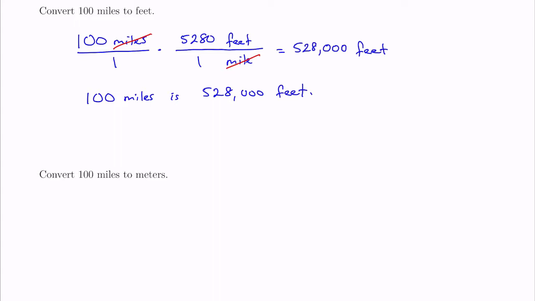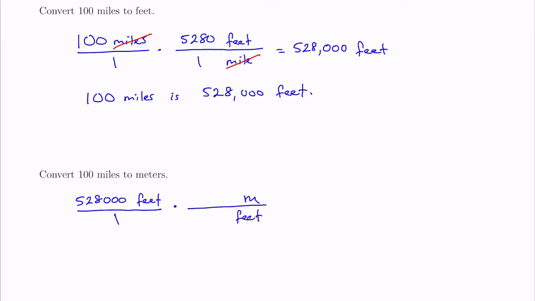Next, we want to convert 100 miles to meters. There are two ways to approach this one. Given the work that we've done in the first part of this question, we can make use of the fact that we know 100 miles is the same thing as 528,000 feet. And we will multiply that by some fraction that relates feet to meters. Again, we'll begin by thinking of these 528,000 feet over 1, and we want to multiply by a fraction that will have feet in the denominator and meters up in the numerator.